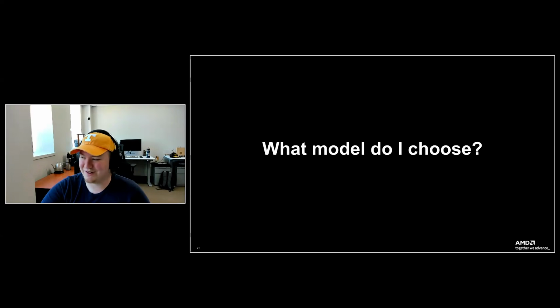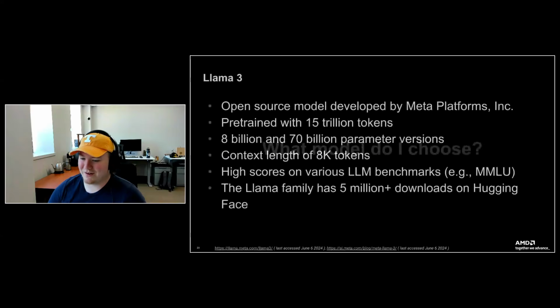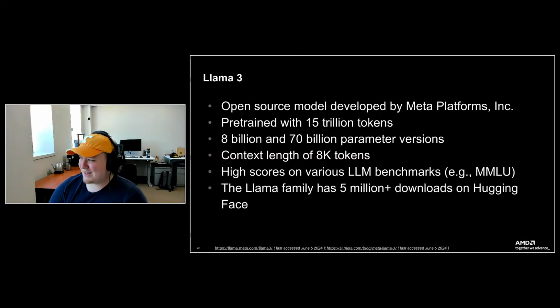And I've spoiled it a little bit already, but what model do we choose? Well, you've probably heard of Llama 3. It's one of those models that sort of needs no introduction, but perhaps if you do need to be sold on it, we'll discuss it a little bit here. Llama 3 is an open source model developed and distributed by Meta, of course. It was pre-trained with tons and tons of tokens, more quantitatively 15 trillion, which is quite a lot.